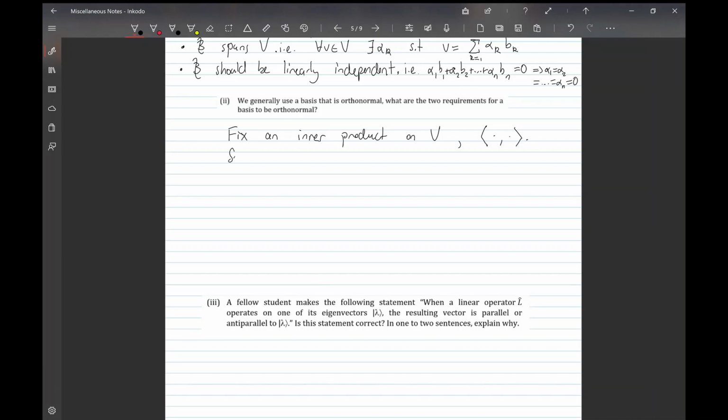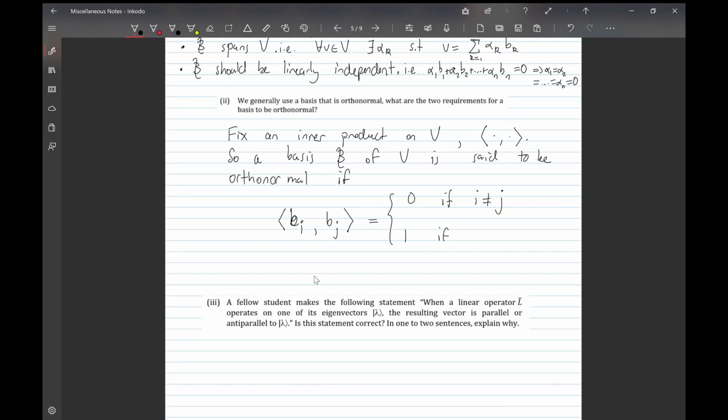So, a basis B of V is said to be orthonormal if we've got this property here that the inner product, sorry, I'll use the notation, of b_i with b_j is equal to 0 if i is not equal to j, and 1 if i equals j. Okay, these are our 2 properties.